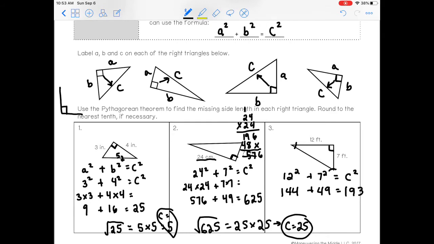13 times 13, or 13 squared, is 169. Well, that's too far off. We need a higher number. So what about 14 squared? Well, 14 times 14 is 196. So I know my value is between 13 and 14. When I come to find out, 13.9 times 13.9 is about 193. So let's just estimate to 13.9. So C is approximately 13.9.